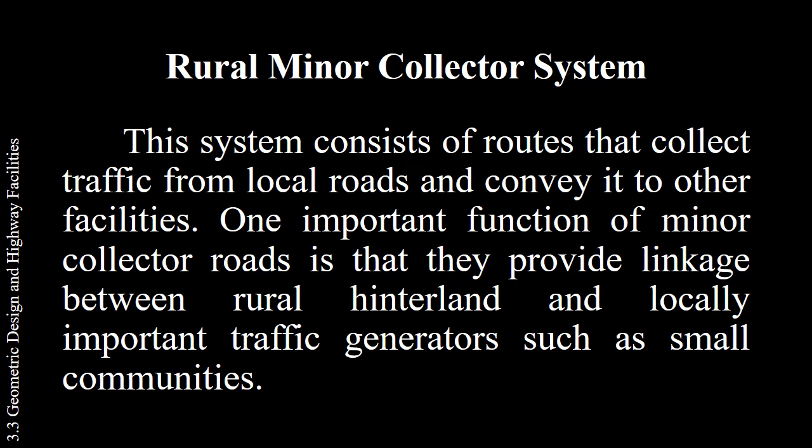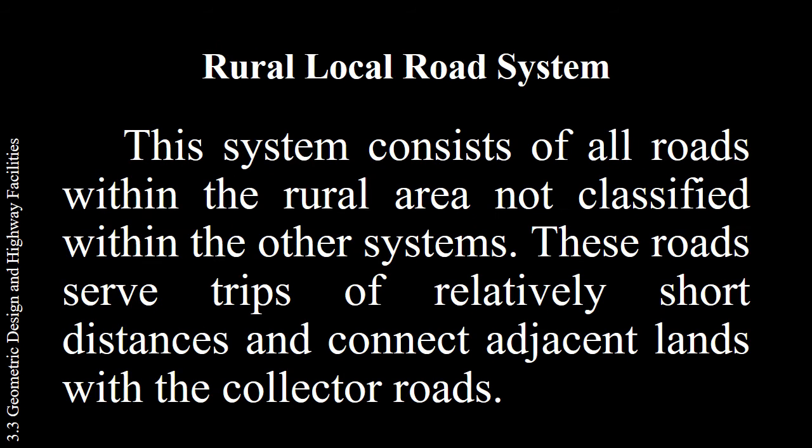For the rural minor collector system, this system consists of routes that collect traffic from local roads and convey it to other facilities. One important function of minor collector routes is that they provide linkage between the rural hinterland and locally important traffic generators such as communities. For the rural local road system, this system consists of all roads within the rural area not classified within the other systems. These roads serve trips of relatively short distances and connect adjacent lands with the collector roads.